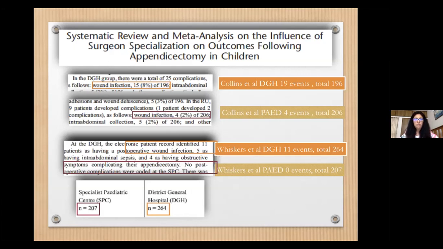Now from another paper, they have written that 11 had post-op wound infection, but 11 out of how many? For that you had to go to one of the tables, where you found the total number of participants. And then they wrote that no post-operative complication was noted in the pediatric surgeon group. No means 0, right? So they have 0, and again for the total you have to go to the table in the results section, which is 264. That's how you get your numbers for the data analysis.